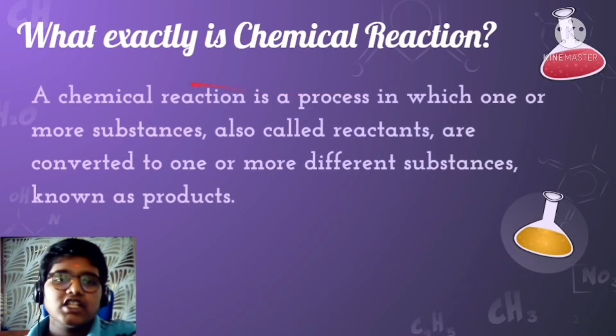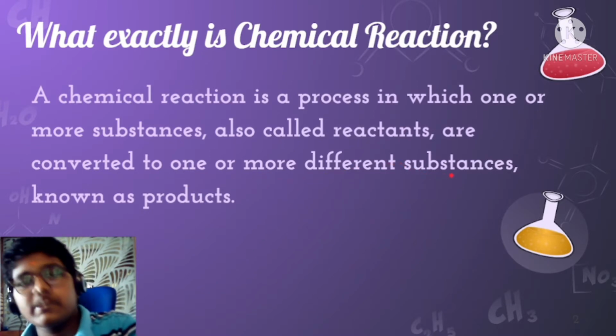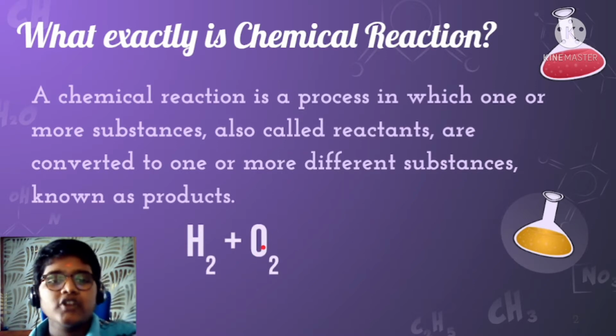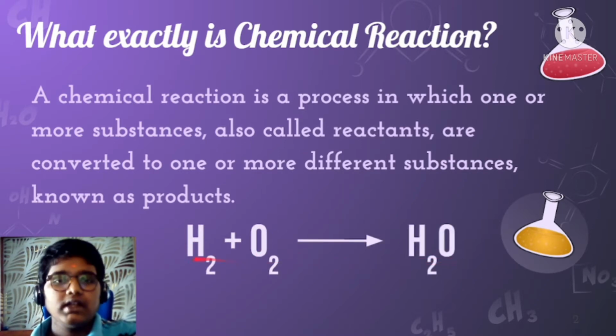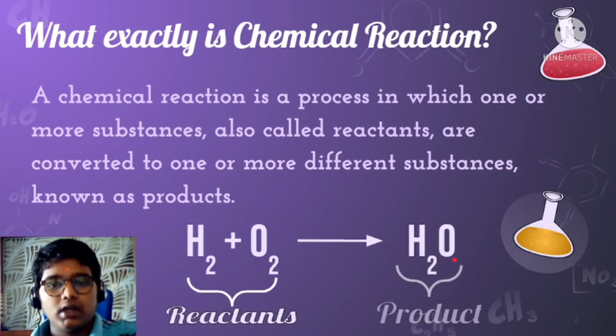A chemical reaction is a process in which one or more substances, also called reactants, are converted into one or more different substances known as products. So let us see an example here. H2 plus O2, hydrogen reacts with oxygen to give us H2O, which is water. Here H2 and O2 are reactants, whereas H2O is the product.